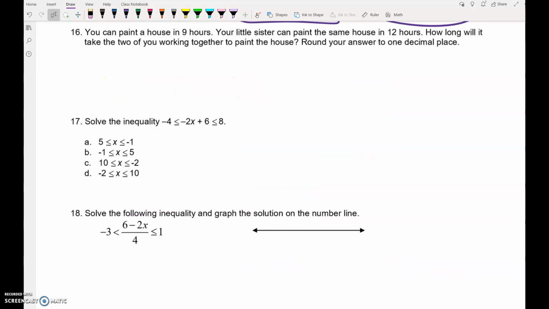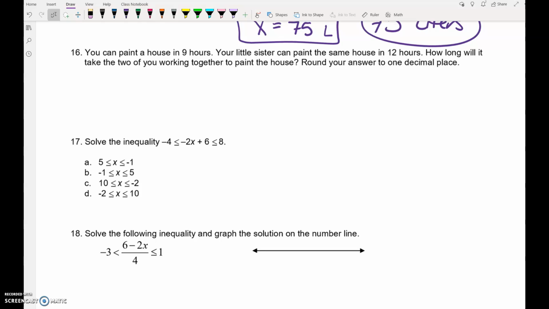Let's also go through number 16, and then I think that's the last one I'll go through on this video. You can paint a house in 9 hours. Your little sister can paint the same house in 12 hours. How long will it take the two of you working together to paint the house? Round your answer to 1 decimal place.